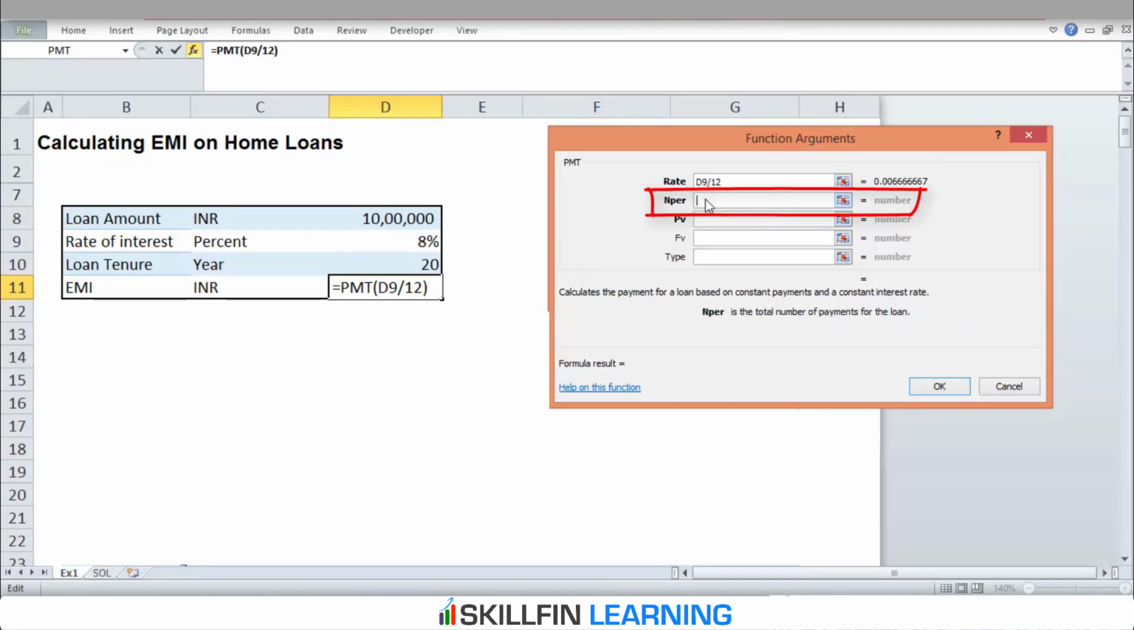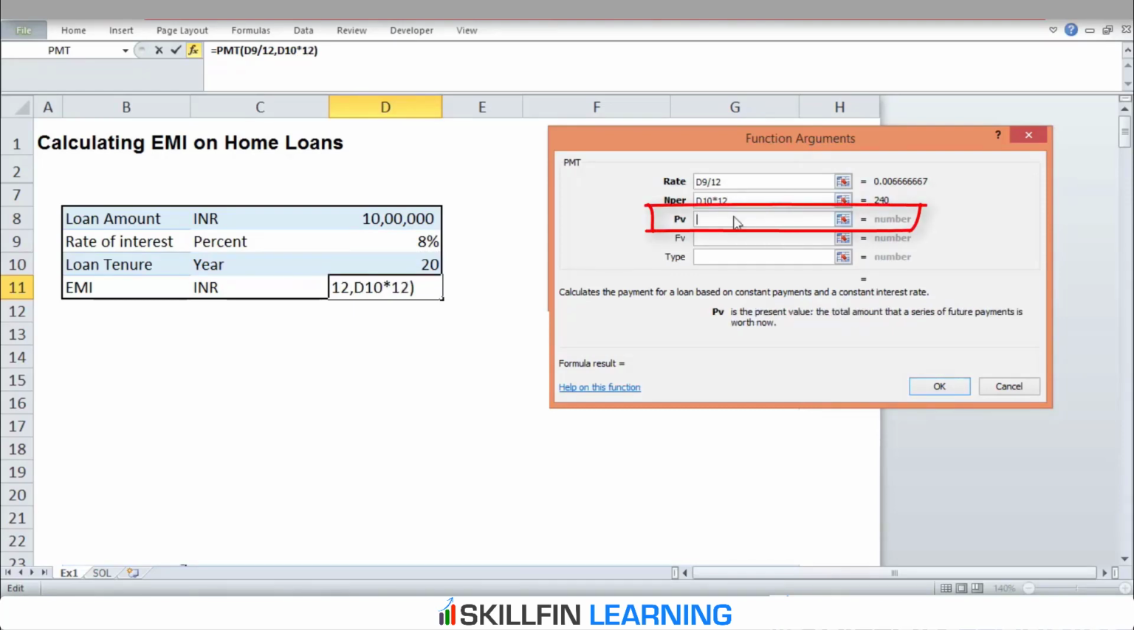Nper is the total number of payments on the loan. In this example, we have a loan tenure of 20 years, which means 240 EMIs. So we select 20 and then multiply it by 12.